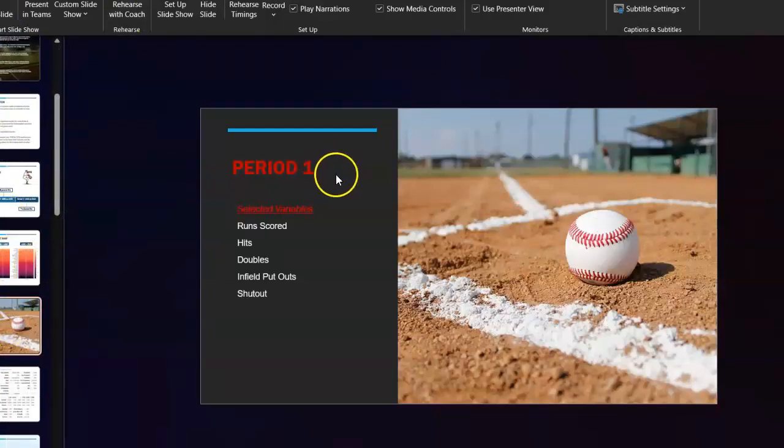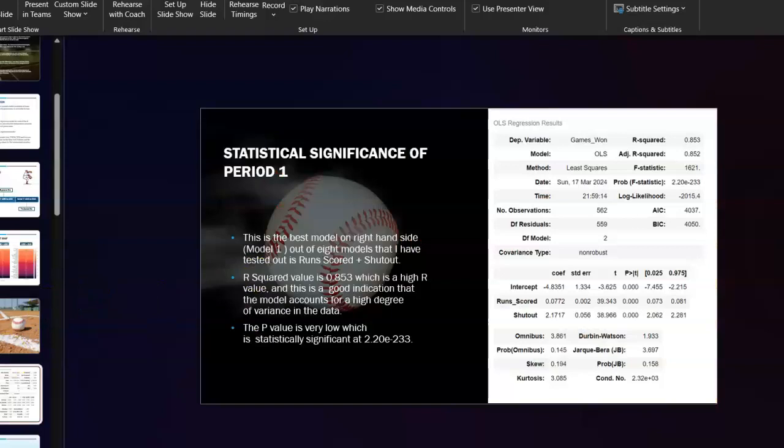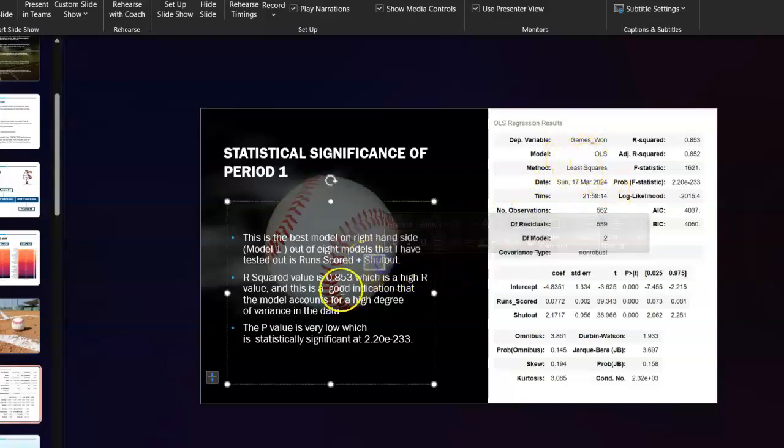So talking about period 1, I have selected 5 variables, which are runs scored, hits, doubles, infield putouts, and shutout. Statistical significance of period 1 that I have got: model 1 was one of the best models that I have, which is on the right hand side of this slide that I have tested out, is runs scored plus shutout. The R squared value I got is 0.853, which is a high R value, and this is a good indication that the model accounts for a high degree of variance in the data.